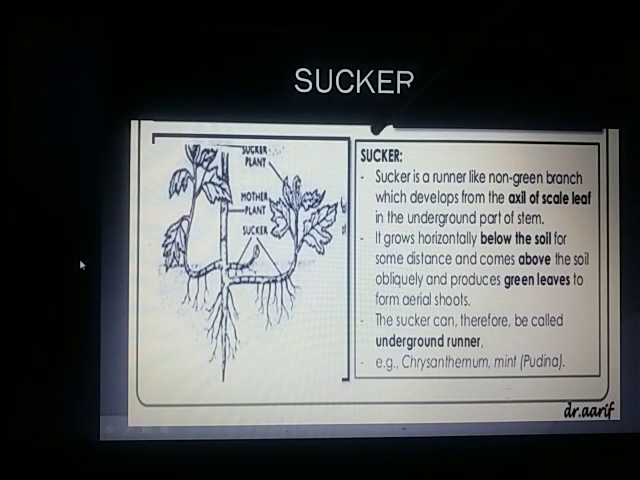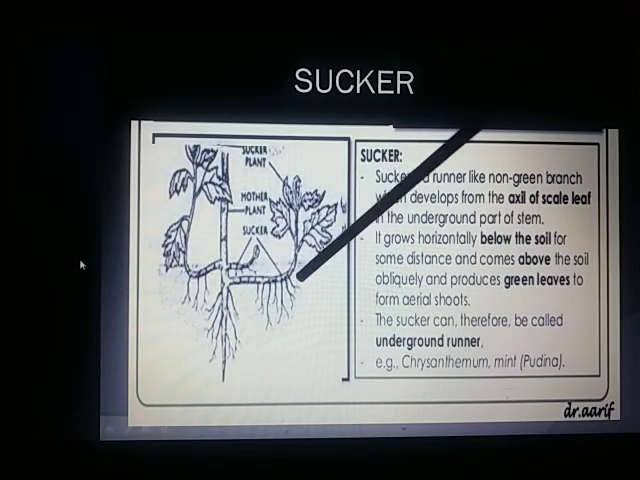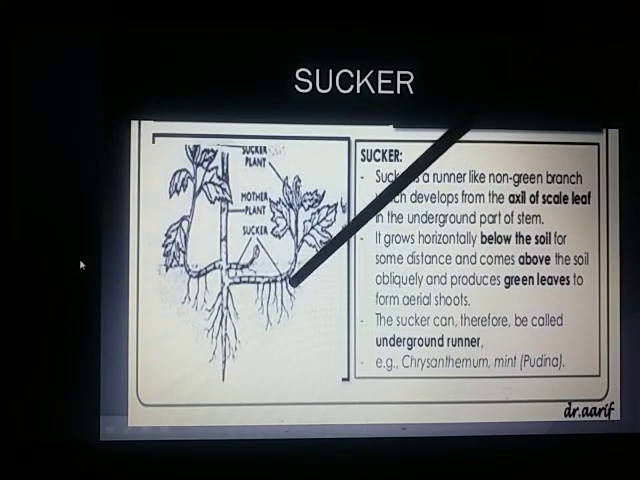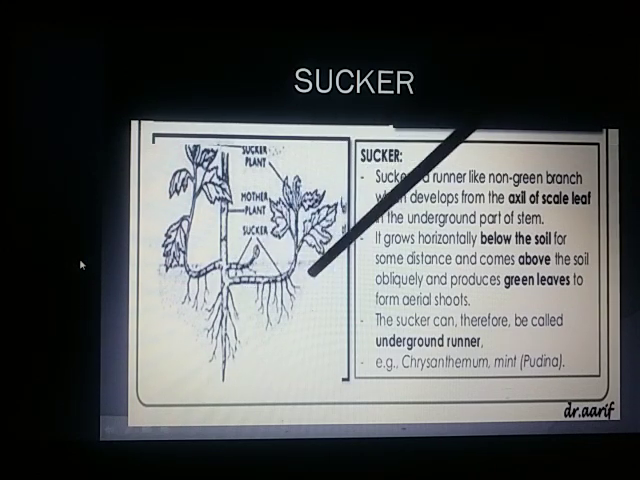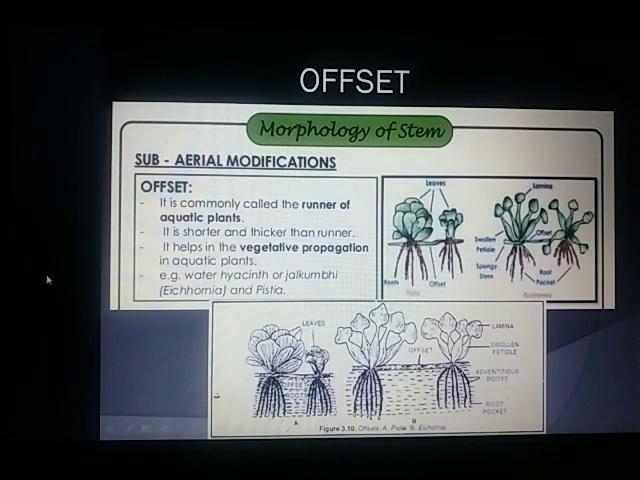Coming to the next one, the sucker. A certain portion of the stem is buried in the soil, and the lateral branches grow obliquely and emerge out. In the process, they give adventitious roots. And as I said here, this also helps in vegetative propagation. When it gets detached from the parental plant, it can lead an independent life. The best examples for that are chrysanthemum and mentha.